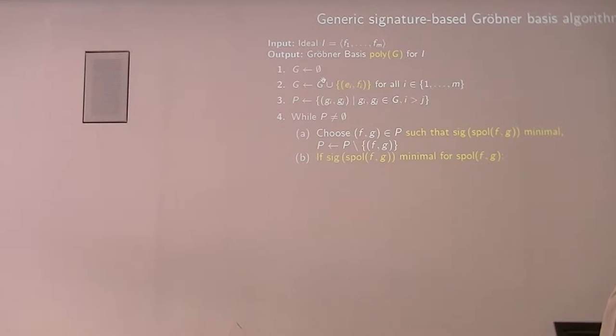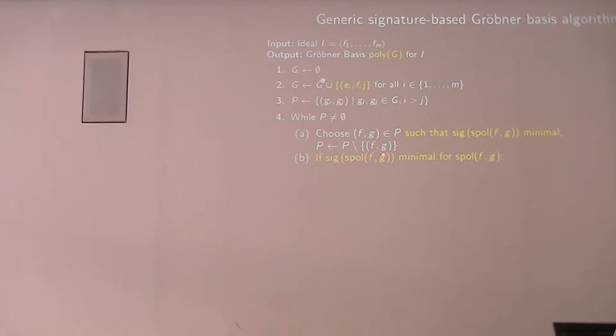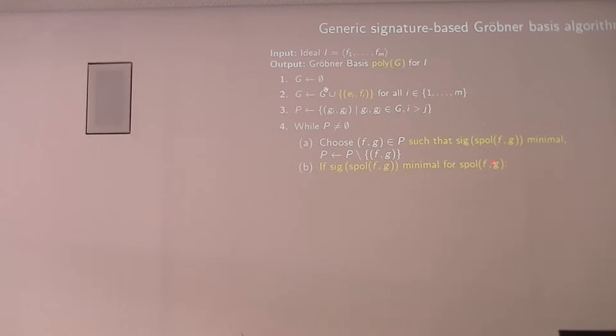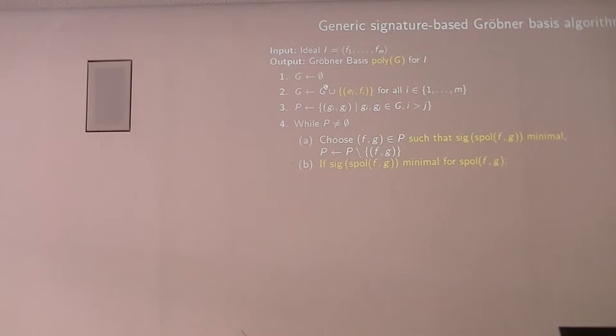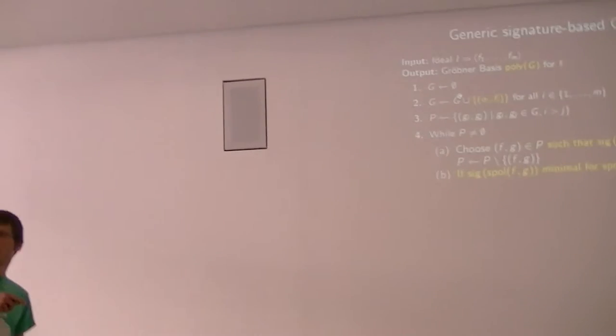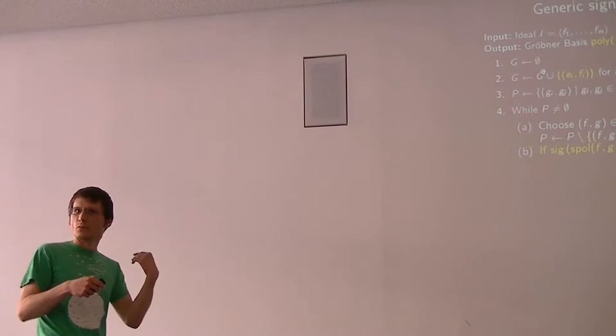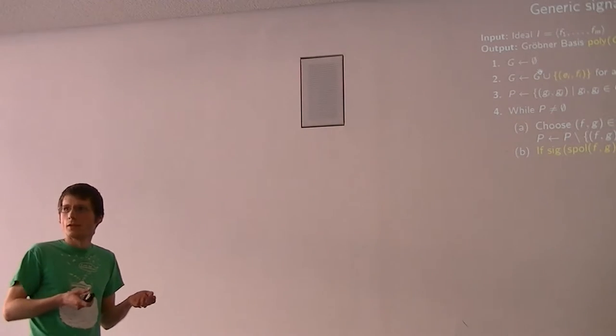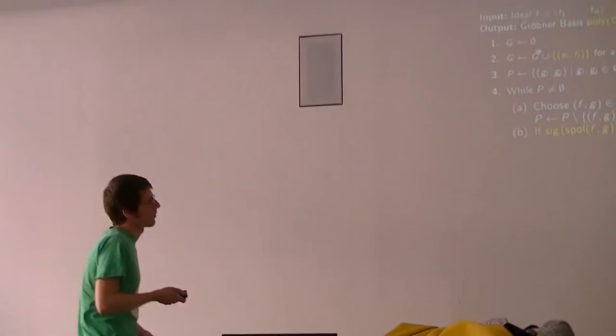And then, as usual, while this pair set P is not empty, I choose such a pair such that the signature of the corresponding S polynomial is minimal with respect to all other pairs which are in P. So I take this one whose signature is minimal, and then I cut this one out of P. And then this one here is our criterion I told you. So if the signature for the S polynomial is not minimal for the S polynomial itself, then I can discard it. Only if it is minimal, or only if I cannot say it is not minimal, I go on with the computations.